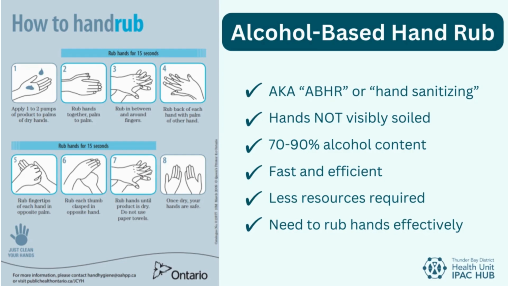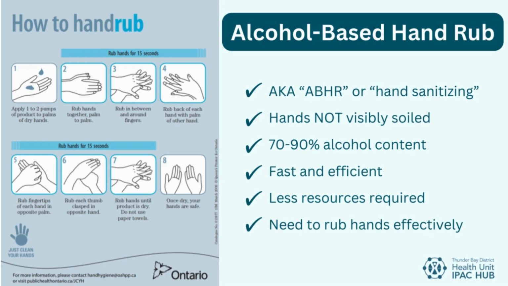You need to follow the same sequence of rubbing your hands as you do to lather soap. So that ensures you get all areas, and you can see that here on how to hand rub on the poster on the screen. The recommendation of that 70 to 90% alcohol content is important.